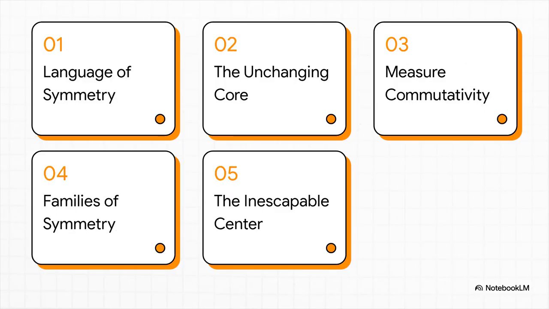Here's the roadmap for today. We're going to take this in 5 steps. First, we'll learn the language of symmetry. Then, we'll use it to find the unchanging core. After that, we'll figure out how to measure commutativity, sort everything into families of symmetry, and finally, we'll uncover a truly surprising truth about something called the inescapable center.